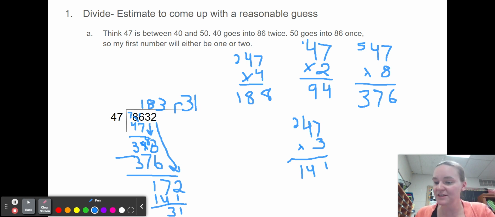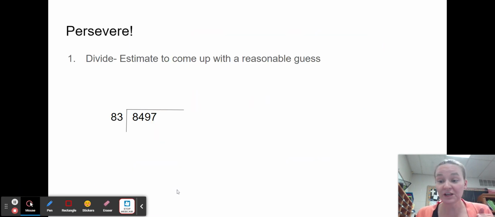Cool? Do you have this problem in your math journal? So hopefully you have that in your math journal and you can see that it might take a little bit of guessing and checking. It takes a little bit of patience and it takes a little bit of perseverance. But if we keep trying, we can totally do this. It's not hard, but it does take a little patience and perseverance.